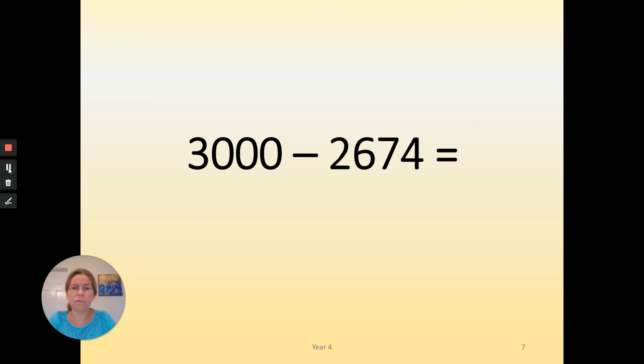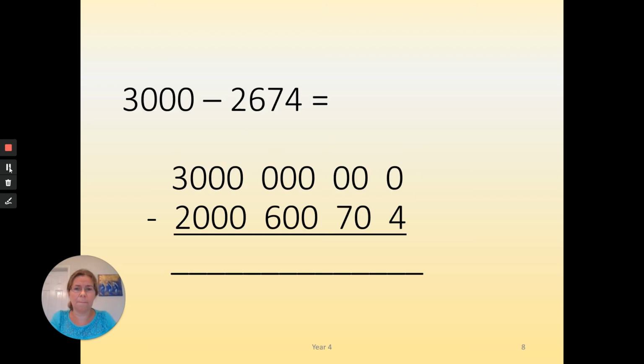For the sum 3,000 take away 2,674, if we set it out as a column, there would be too many cases where we would have to move. We would have to go all the way into the thousands, to move 1,000 into the hundreds, to move 100 into the tens, to move the tens into the units or ones. So instead of using this method, this is where the frog method works best, when there's more zeros in your higher number than your lower number.